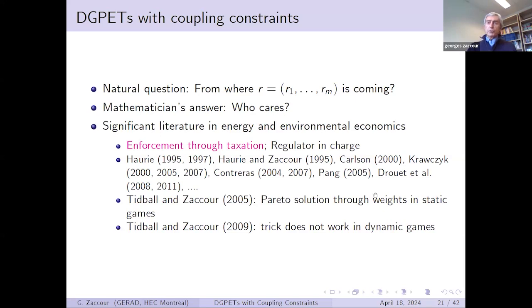You have a long series of papers, as I said, in energy and environmental economics. I don't know if Mabel is here. She does not seem to be attending. Oui, I am here. You are here. Yes.